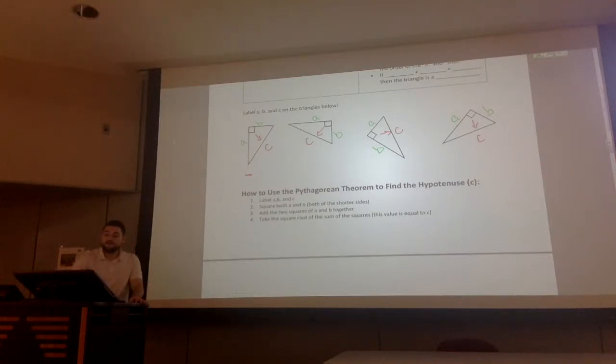So now we're going to use what we've learned about labeling triangles and also the formula, and use that to find the length of the hypotenuse. And so we have a few steps that we take when doing this. So first we're going to label A, B, and C. Then we're going to square both sides A and B, or both of the shorter sides. Then we're going to add those two squares together. And lastly, we're going to take the square root to find the length of C.